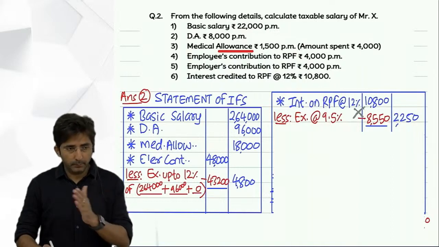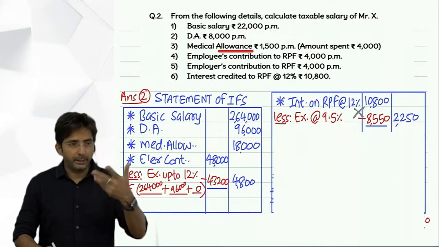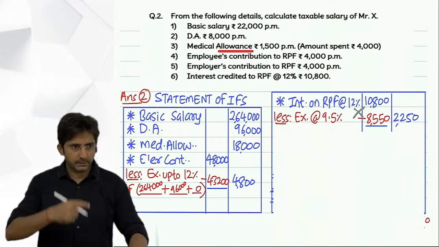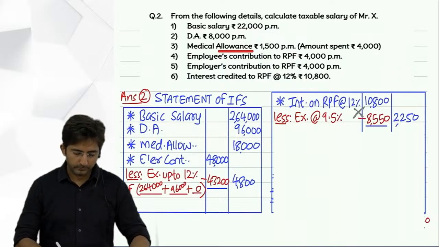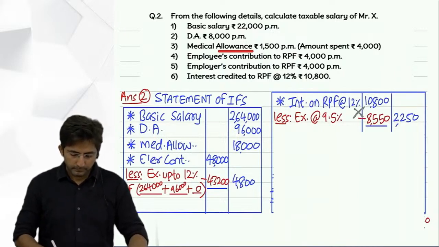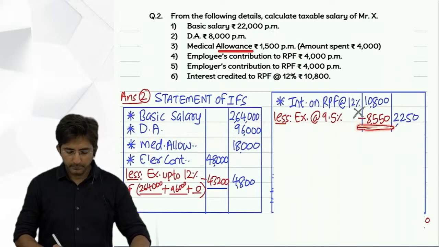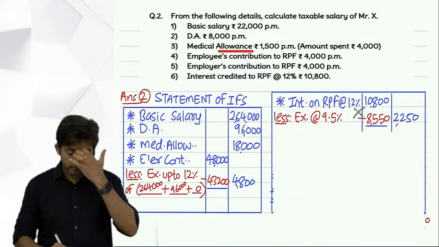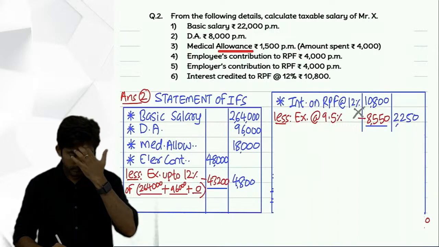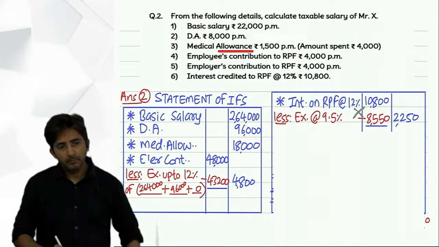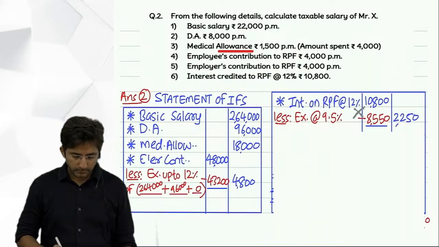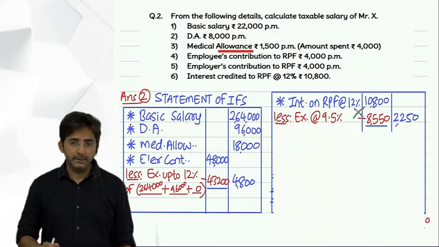That point will come in income from other sources. Sorry, RPF. That point will come in RPF. At that time, we will discuss that point. So, minus 8,550. Balance in the outer column 2,250. And once all the items are written in this statement, you have to total up.